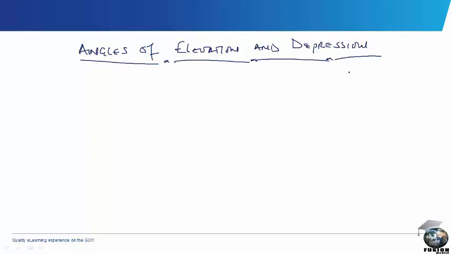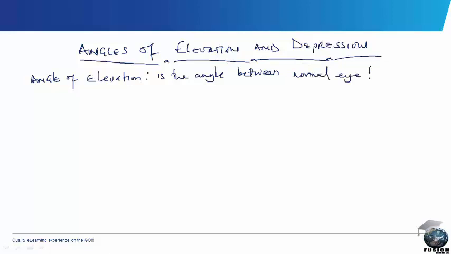Angle of elevation. Let's start with angle of elevation. It is defined as the angle between the normal eye level, or you can say it is the angle that forms a horizontal line and the line through which an object is above.